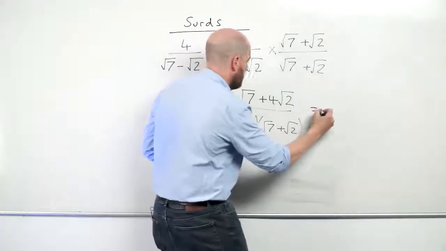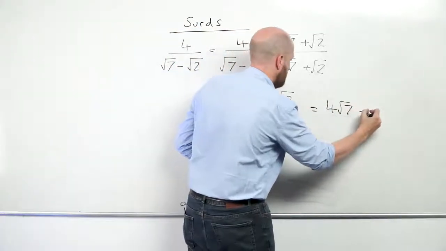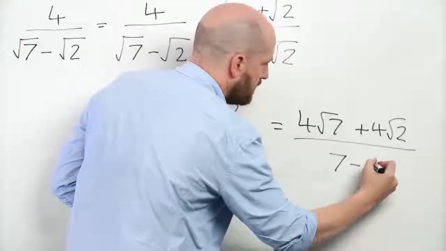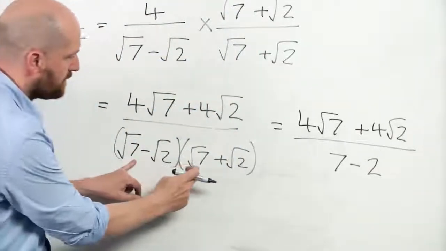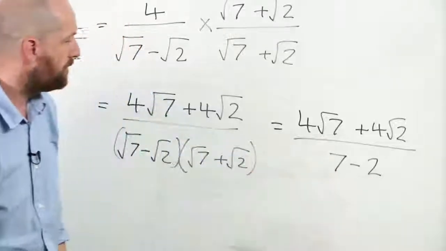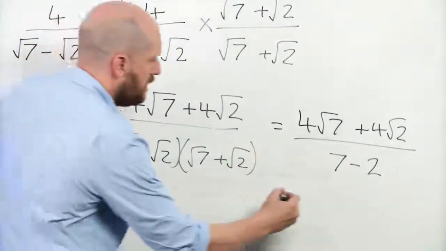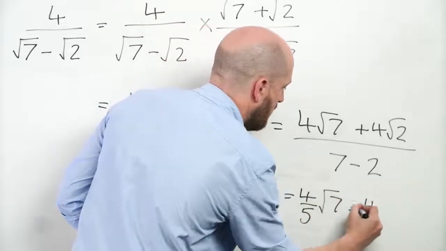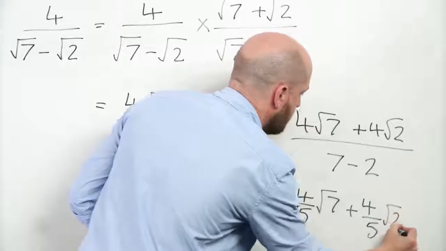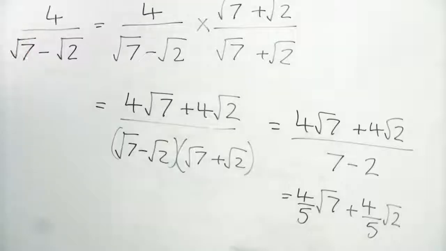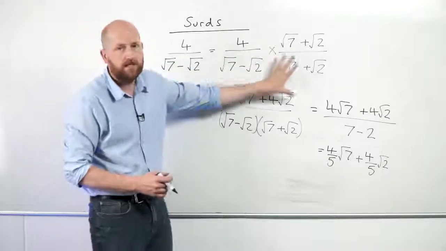The minus root 2 times root 7 and the plus root 2 times root 7. And so what I end up with is 4 root 7 plus 4 root 2 divided by 7 minus 2. The root 7 times root 7 gives me that 7. And the minus root 2 and the plus root 2 give me the minus 2. Well, 7 minus 2 is 5. So I end up with an expression here, 4/5 root 7 plus 4/5 root 2. And so any expression which has surds, these square roots, in the denominator can actually be simplified in this way.